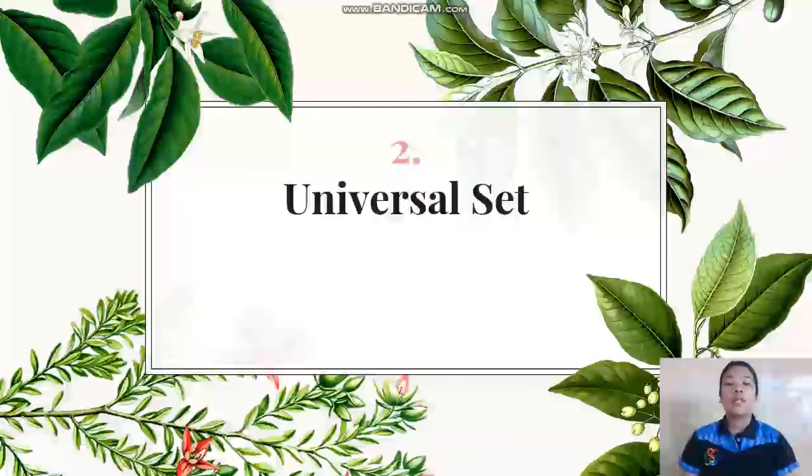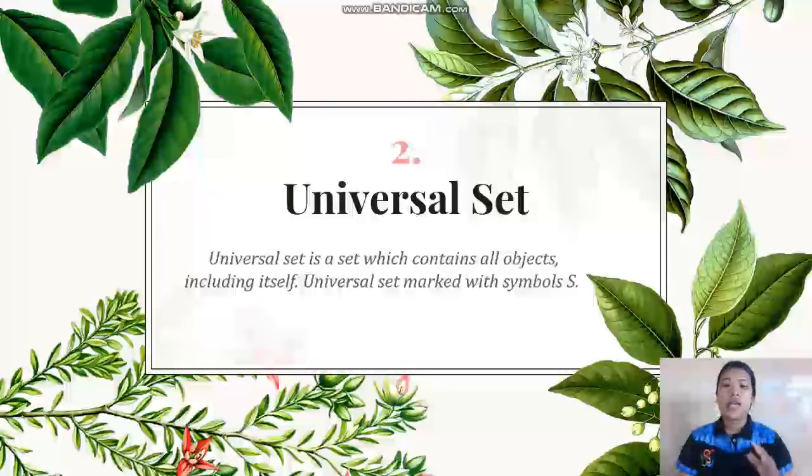Next, number two, universal set. A universal set is a set which contains all objects including itself. The universal set is marked with the symbol S.